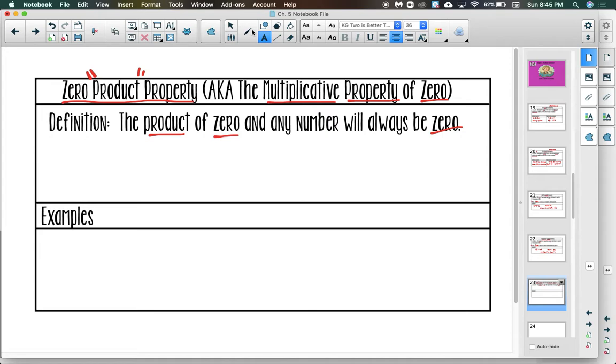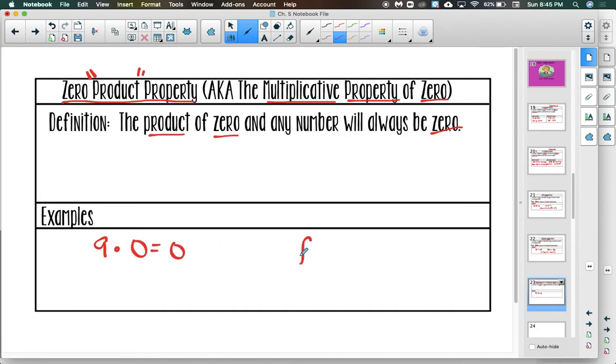So we can do a couple different examples. We can start off with an easy one like 9 times 0 equals 0. Or f times 0 equals 0. Works with variables too. We can also do something a little bit more complex. We could do 0 and we can multiply it by a quantity like 6p plus 17. And by taking 0 and multiplying it by that entire quantity, we are going to get a product of 0 as well.